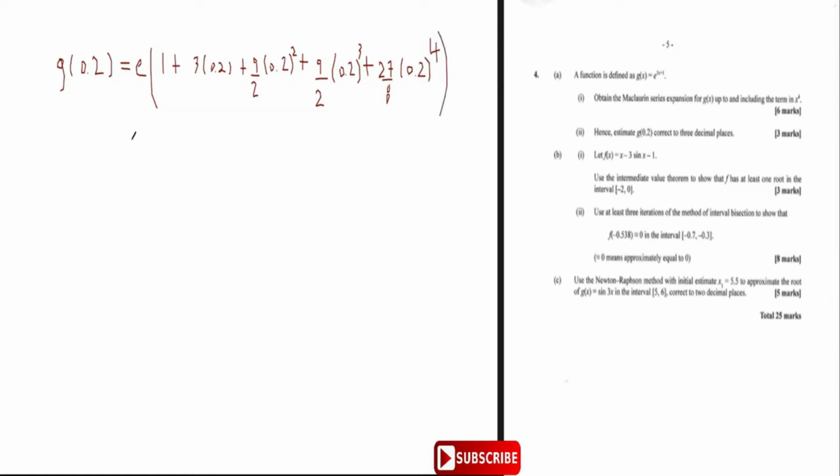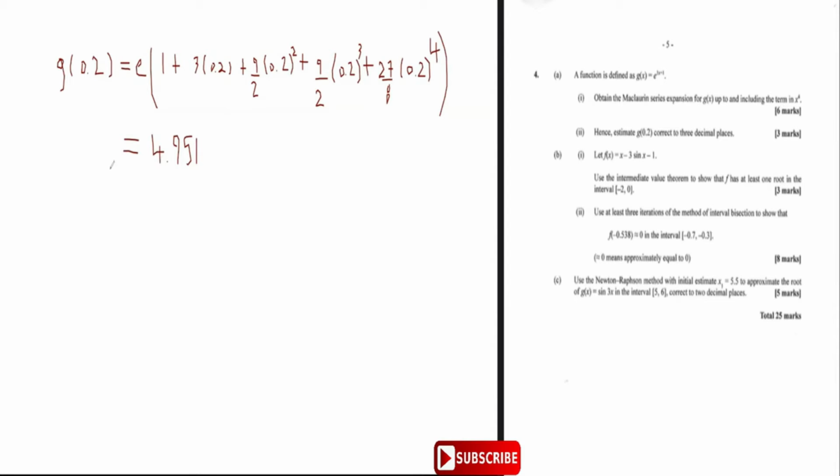All right, nice and easy. So let's work out g of 0.2. So working that out, we have 1 plus 3 times 0.2 plus 9 over 2 times 0.2 squared plus 9 over 2 times 0.2 cubed plus 27 over 8 times 0.2 raised to the 4th power, and we multiply that by e. My final answer is 4.95. You want it to 3 decimal places, so it's 4.951.